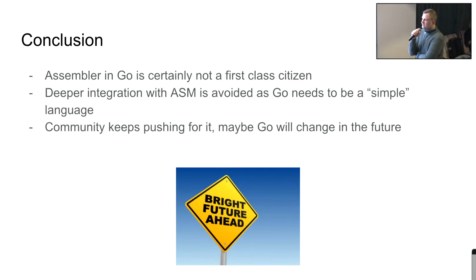So, bright future ahead. I would certainly say that assembler in Go is not a first-class citizen. Even if that's the case, there are lots of great libraries that exploit SIMD instructions. There are lots of cryptographic, not crypto as in money, but cryptographic libraries that use those SIMD extensions that are much faster than the scalar ones. There are lots of great compression libraries like Klauspost S2, for example, that provide faster versions of the Snappy compression and so on.